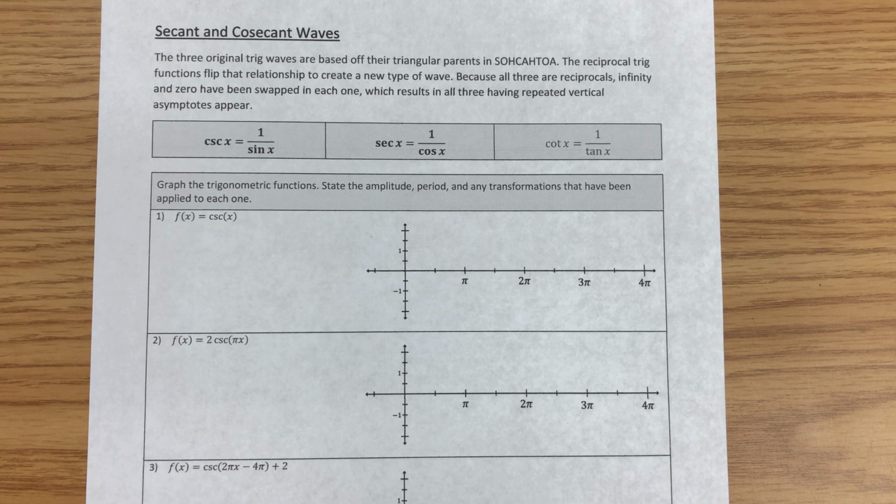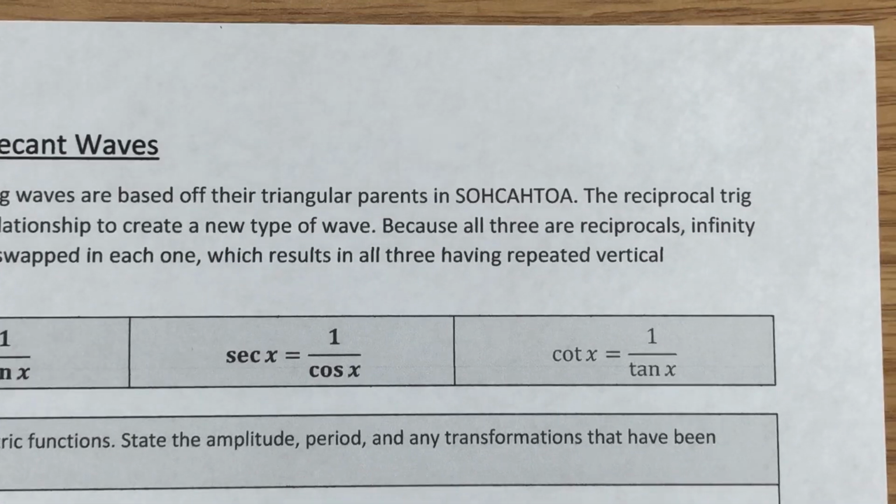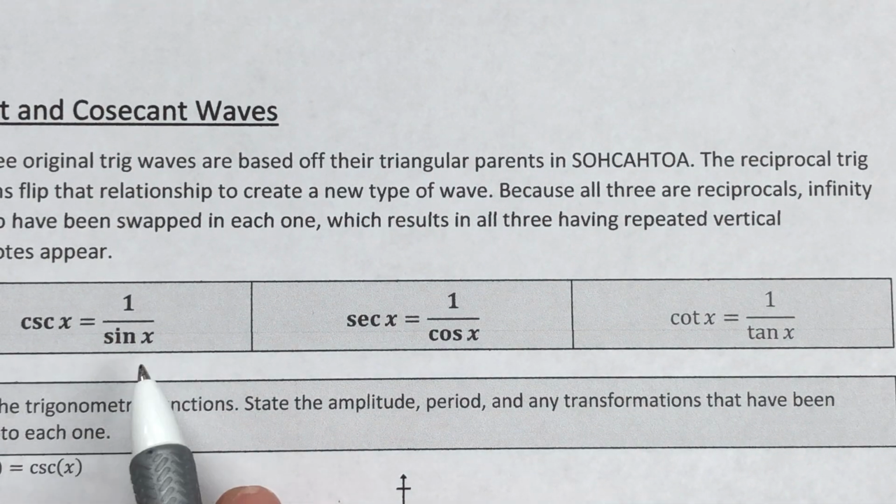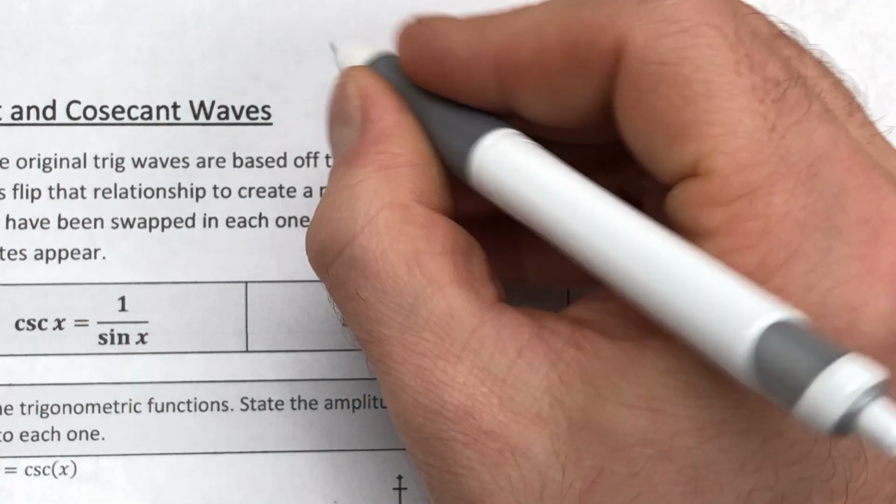Secant and cosecant waves are going to have just as many amplitudes, and we're going to see how they work together with their normal trig counterparts. So where those asymptotes come from is, let's take a look at what the counterparts are based off of. What we see is that cosecant is based off sine. We know it's the reciprocal of sine.